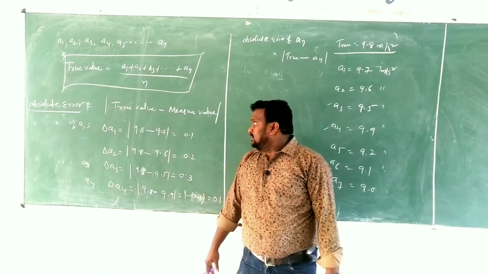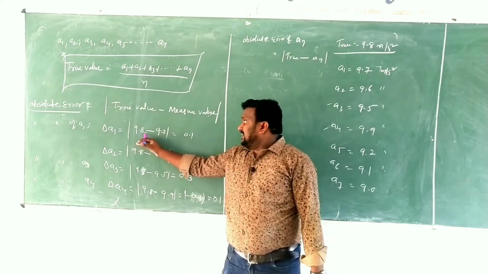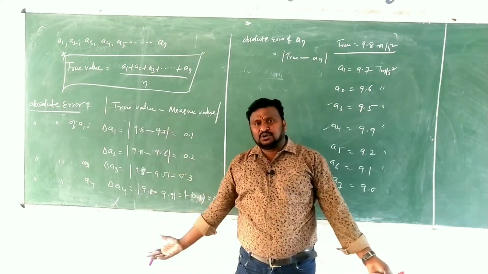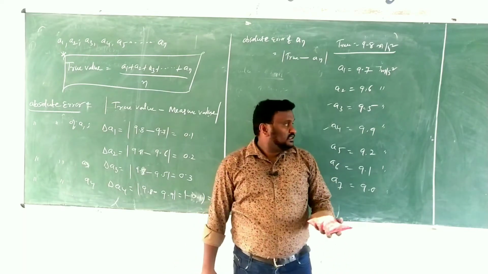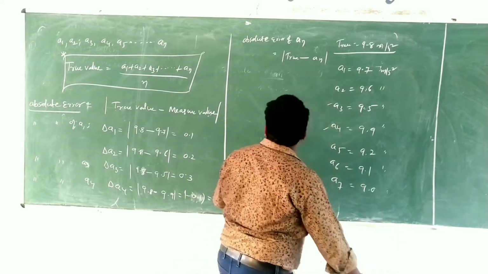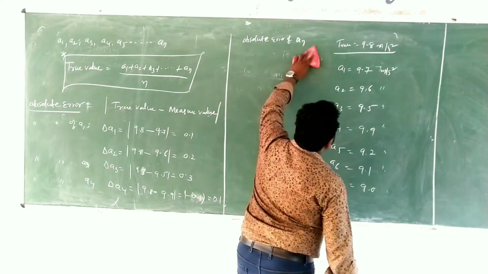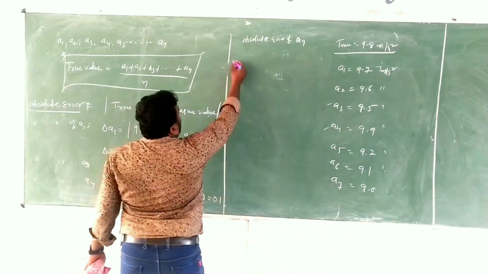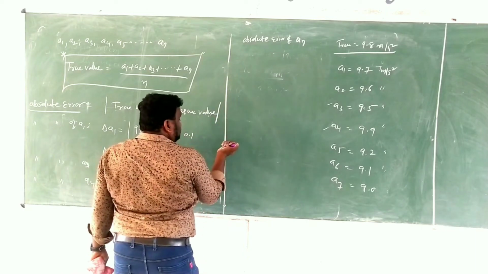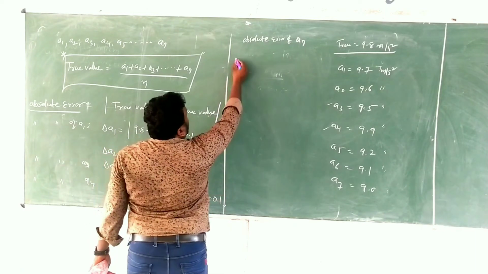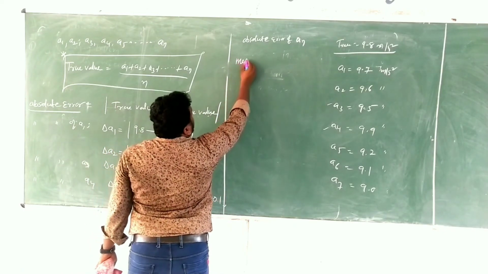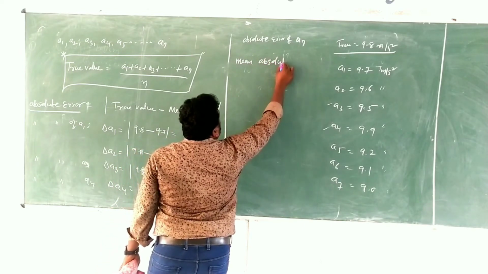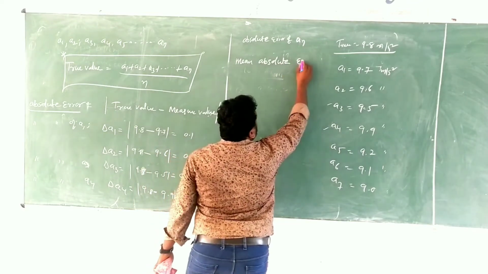So for every measured value there is some absolute error. For example, if the true value is 9.8 and we also measured 9.8, then the absolute error is 0. Like that. So this is about the second definition, children. And the third one is mean absolute error.